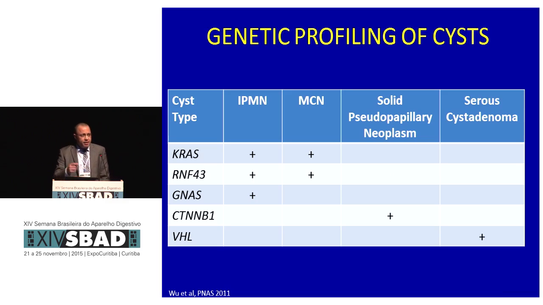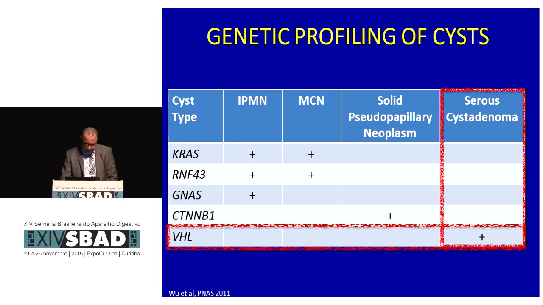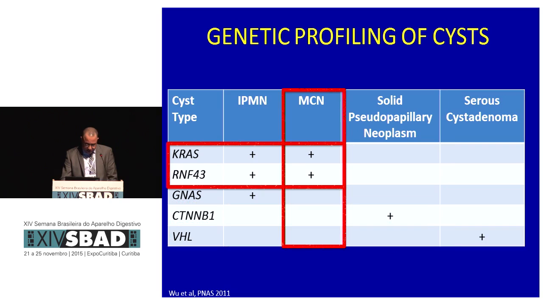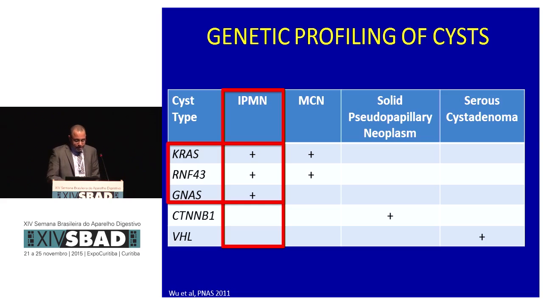At Hopkins, we have a lot of smart people working on these biomarkers, and they developed this GNAS mutation that you can see here. I'm going to skip straight to that GNAS because of lack of time. You can see that the GNAS mutation, you can find it in IPMN, but you don't find it in any other tumors, whether it's MCN, solid pseudopapillary neoplasm, or a serous cystadenoma.